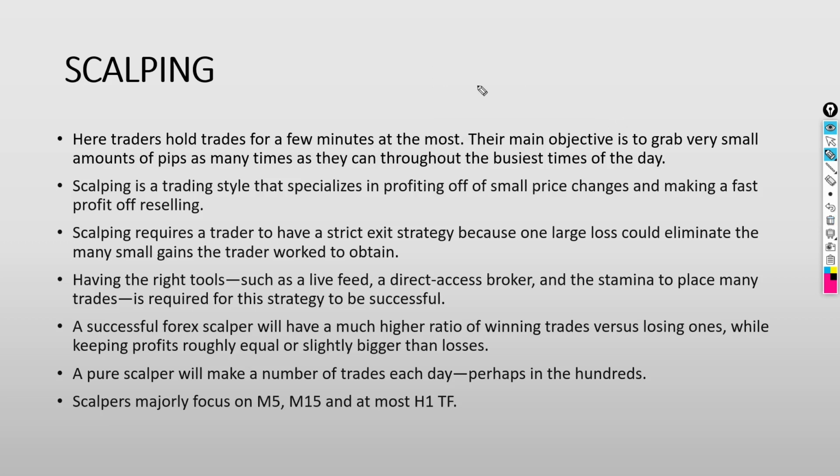They hold trades for at most 5 minutes, 15 minutes. They collect small pips, but they have to make sure that they win much more than what they lose. And we've said right here that a successful scalper will have a much higher ratio of winning trades versus losing ones, while keeping profits roughly equal or slightly bigger than the losses. So we are saying that at least you have to make sure that your system is winning 70%. Okay, because when you get one big loss, it can wipe away all the profits and then you've worked for nothing. So you have to make sure that as a scalper you get a strategy which wins at least 70% of the time.